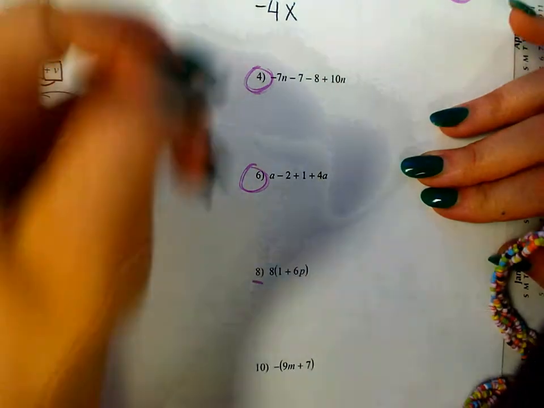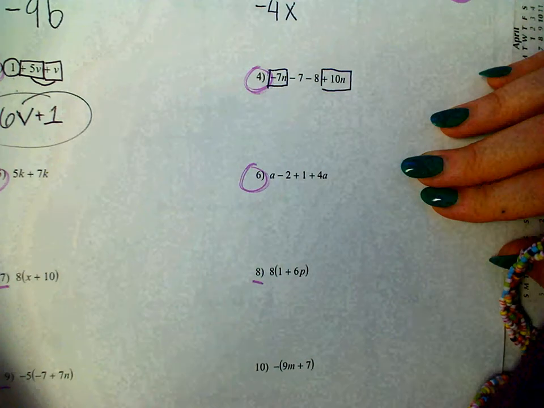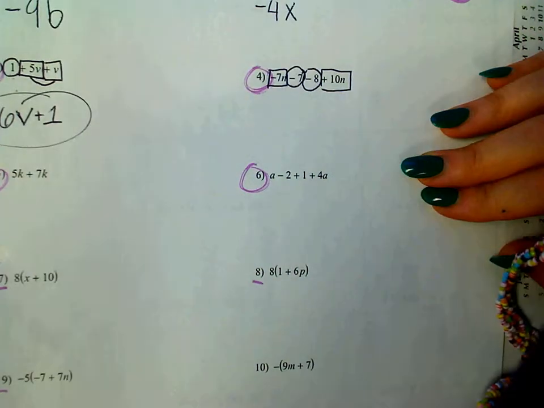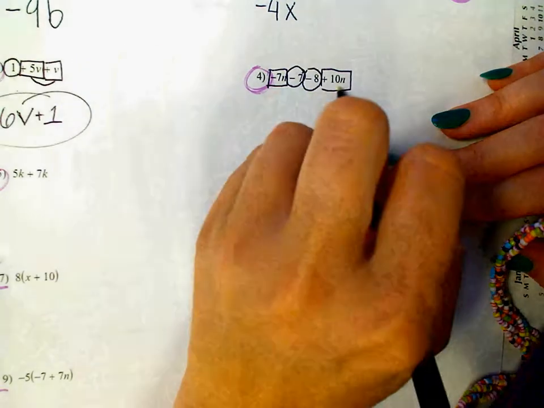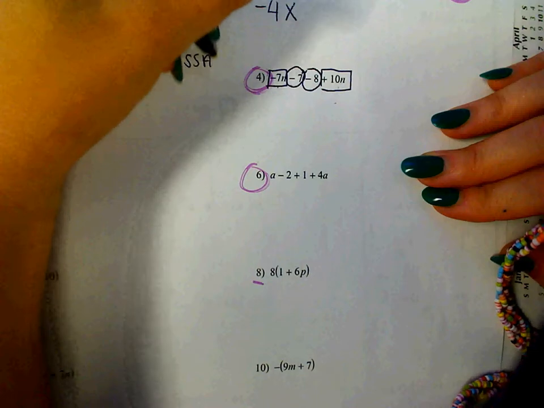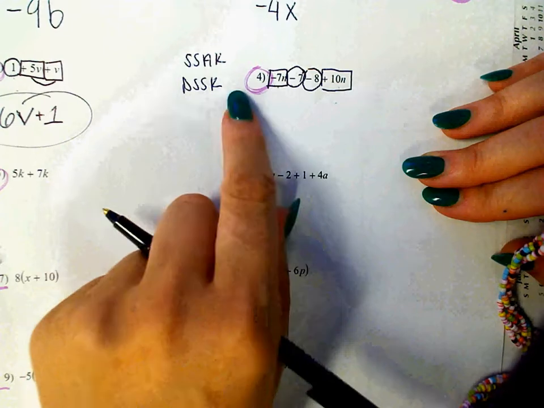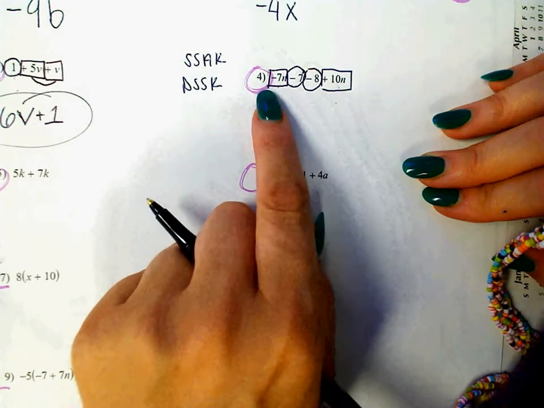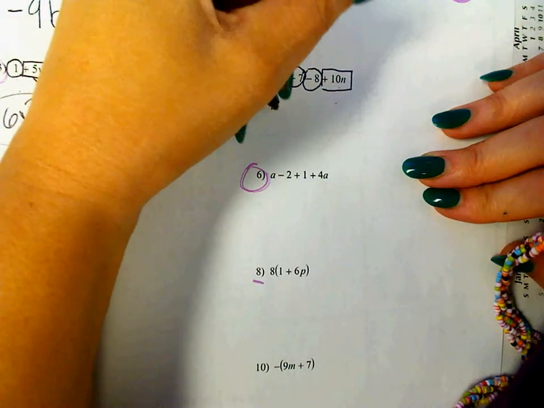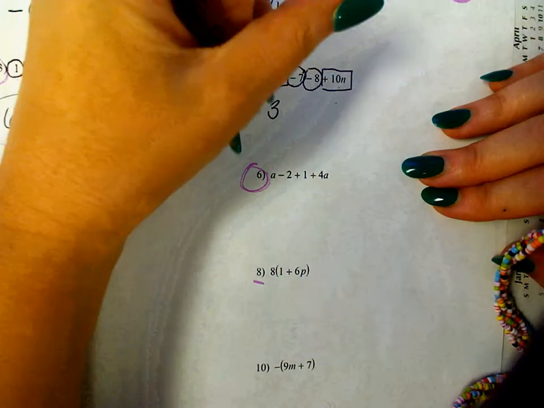For number 4, we're going to box negative 7n and box positive 10n. We are going to circle negative 7 and negative 8. Okay, combine your squares, negative 7n plus 10n. So remember, same sign, add and keep. Different sign, subtract and keep the sign of the larger number. So negative 7 and positive 10 are different signs. So we're going to subtract 10 minus 7, and that's 3. So we keep the sign of the larger number, so 10 is positive, so we make it positive 3.